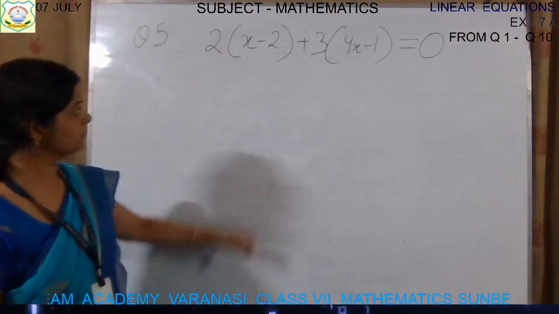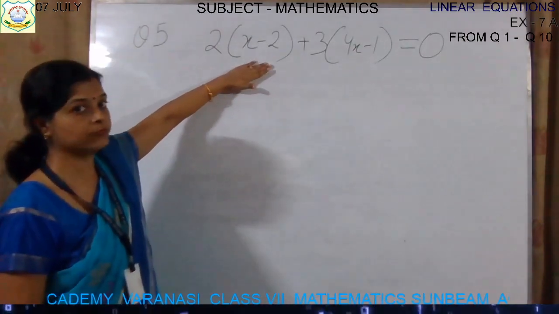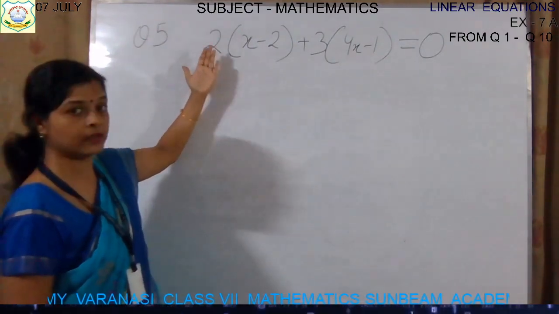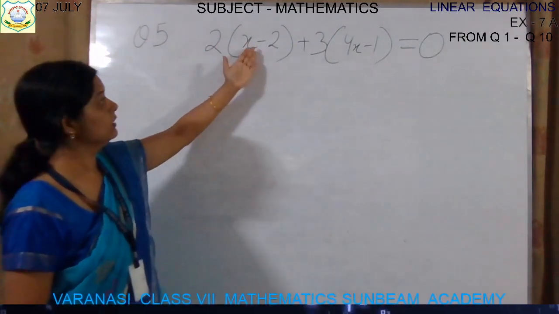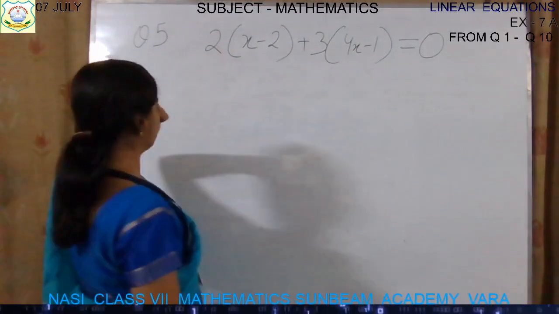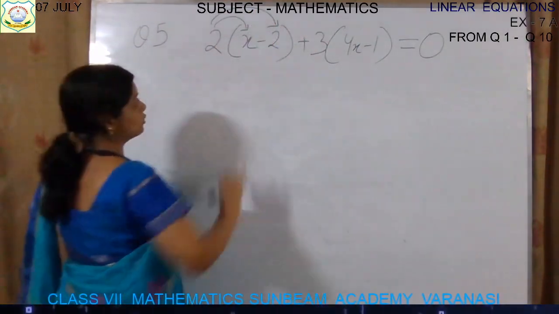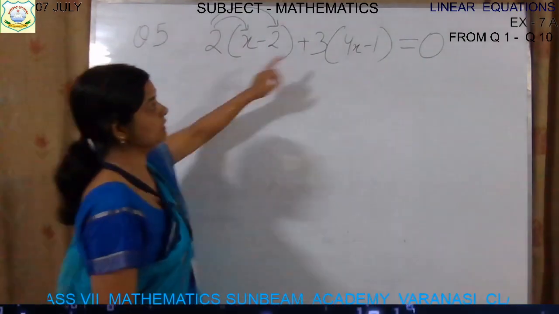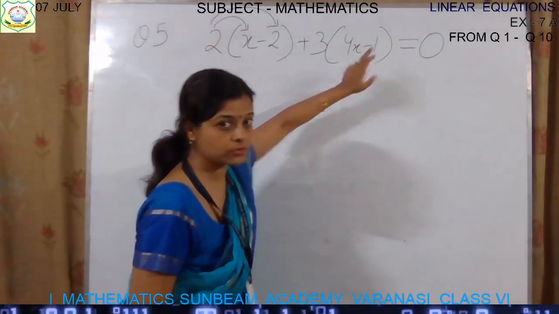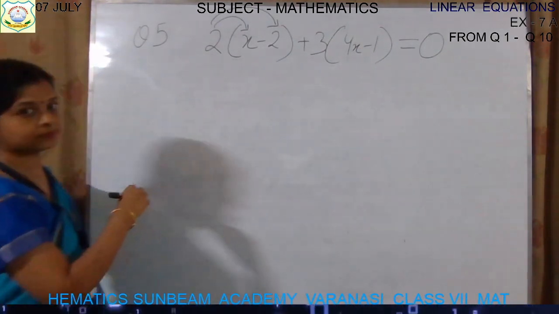How we will solve? It's a bracket one. If you will find the bracket, first you will open this bracket. How? By multiplying this number which is outside the bracket in the inner terms. Now 2 will multiply with x also and 2 will multiply with 2 also. In the same way, 3 will multiply with 4x also and 3 will multiply with -1 also. In this way we can open the bracket. So let's open the bracket.